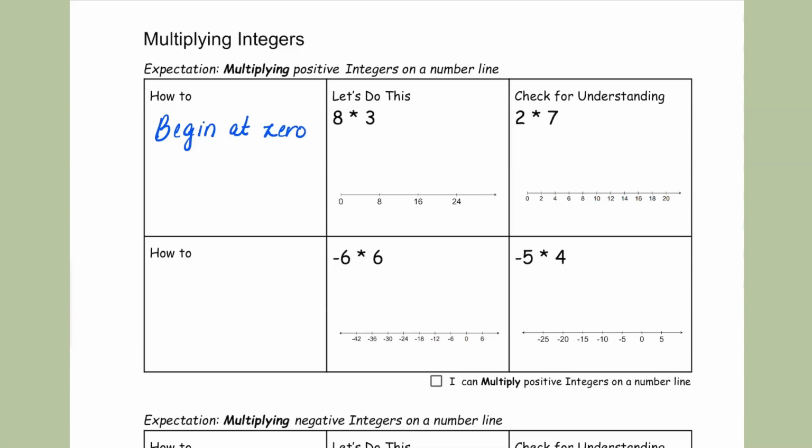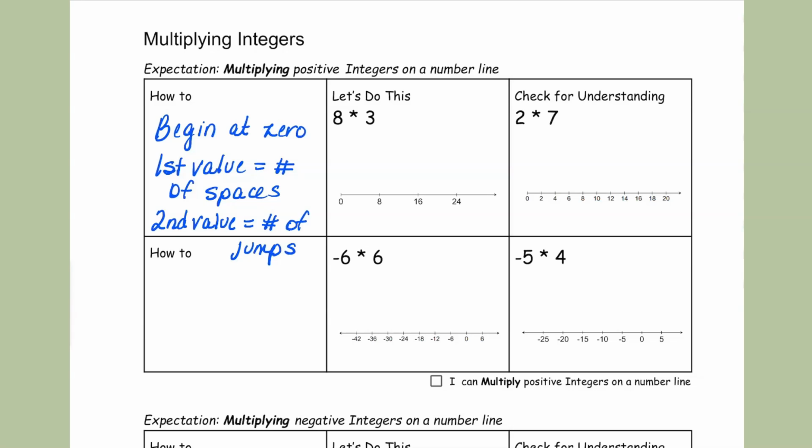Well, step 1, the easiest way to begin is to begin at 0. Now that first value is going to give us information, and that's going to tell us the number of spaces that we need to move. So here we're working in increments of the first value. The second value is telling you how many times that you need to move that certain number of spaces, or how many jumps you need to make for that number of spaces.